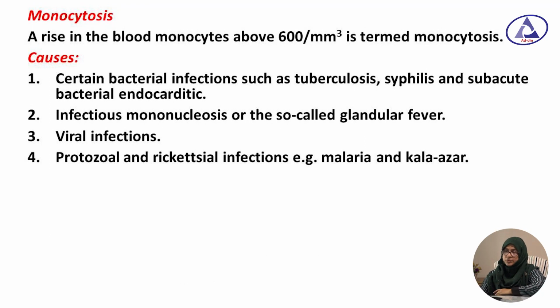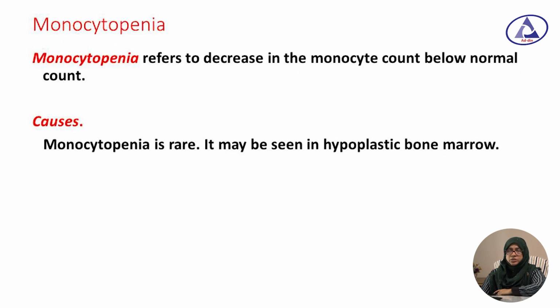Now let us discuss monocytosis. Monocytosis usually raises the blood count above the normal 600 per cubic millimeter of blood. The causes are certain bacterial infections such as tuberculosis and syphilis, acute bacterial endocarditis, some protozoal infections, and some rickettsial infections. Monocytopenia usually decreases the monocyte count below normal. The cause of monocytopenia is very rare. It may be seen in hypoplastic bone marrow disease.